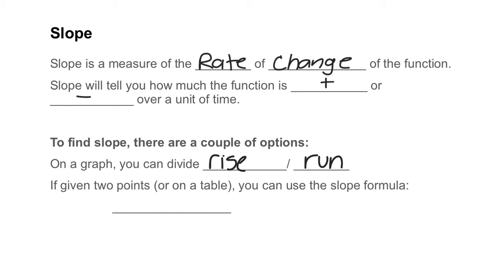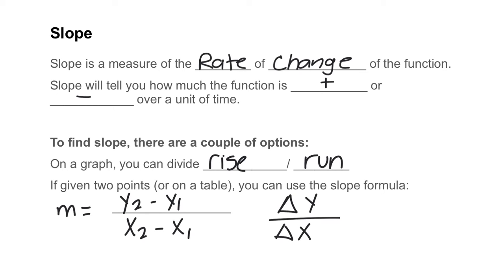Now, if you're given 2 points, or if you're given a table, you could use the slope formula to find your slope. And that slope formula looks like m is equal to y2 minus y1 over x2 minus x1. So you subtract your y's and you subtract your x's, and then you divide the change in the y by the change in the x. Sometimes they refer to that as delta y over delta x. That just means the amount the y changes divided by the amount the x changes. And this is really what we use when we're looking at it from a table perspective. We look at how much did the y's change, how much did the x's change, and then we divide the change in the y by the change in the x.